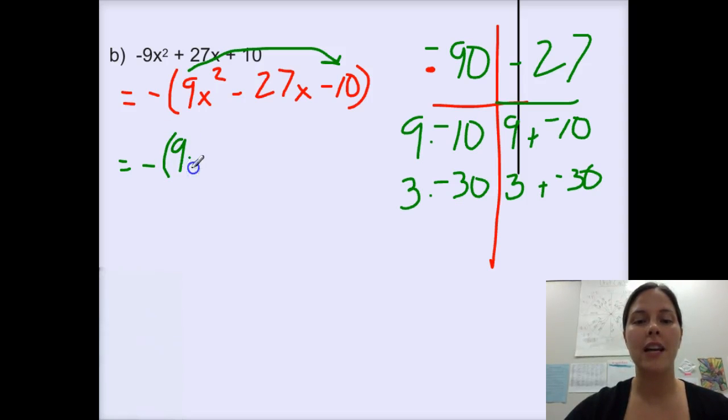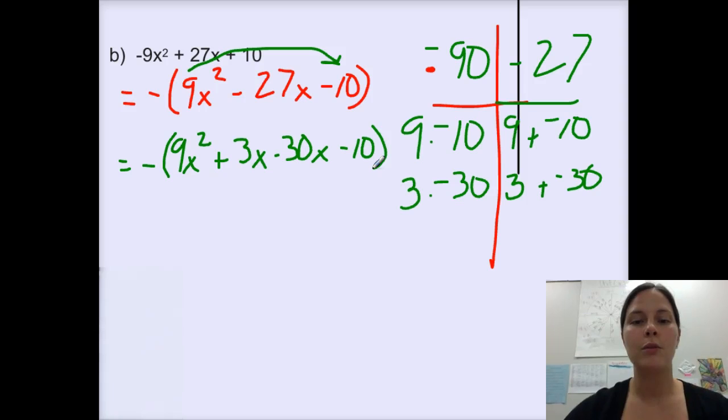So we rewrite this, keeping that coefficient of the negative. We keep our 9x squared. We split up that negative 27x as a positive 3x minus 30x, and we keep the minus 10. Once we've done that, inside we'll factor by grouping.